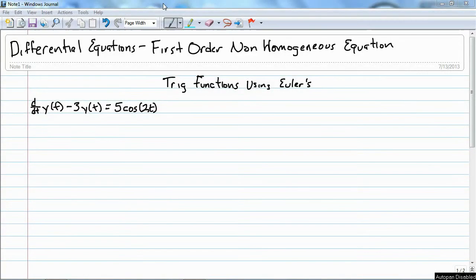We're going to look at the equation that we solved in the previous video. I'm going to look at doing it a different way using Euler's, which means we're going to be using complex numbers. And I hope that eventually I can prove to you that using complex numbers and Euler's formula will make this an easier problem, especially when we get into more difficult problems.